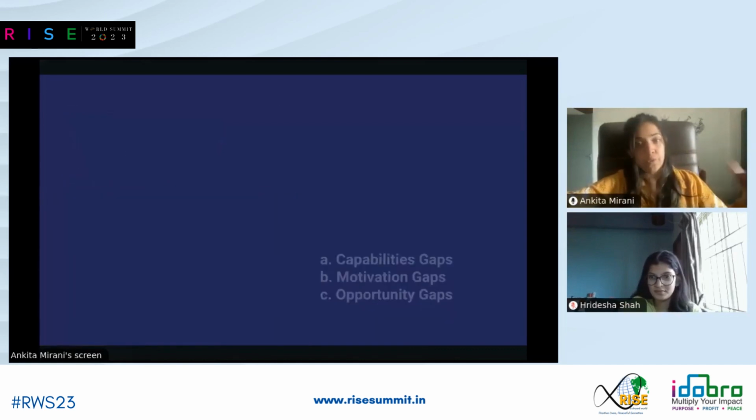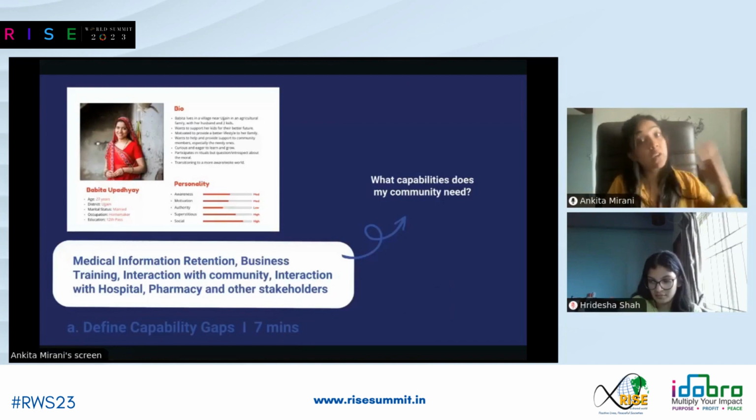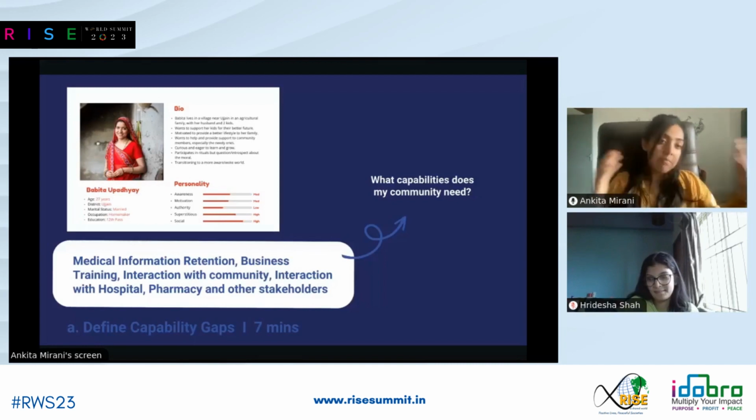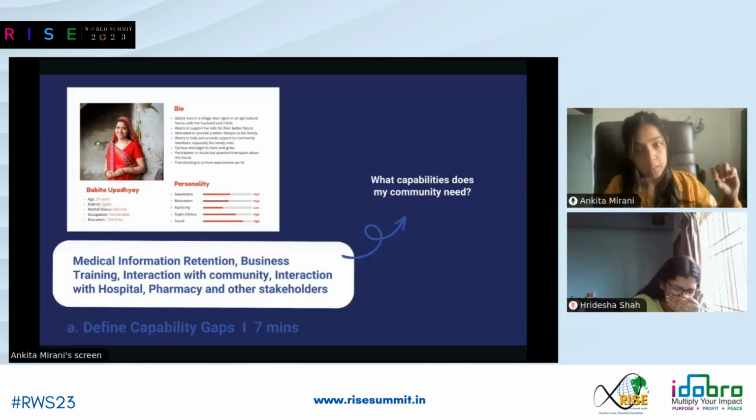So let's dive deeper into the first one, which is capability gaps. Now I go back to my goal. I know that I want to enable and empower women to provide healthcare services and be able to earn from it. So what capabilities does my community need? Here, the reference that we've put down: first, medical information retention. From the medical training, we knew that they had access to the information, but first, they were not able to retain it, and second, it was very complex for them to understand. So we knew that was one key aspect where there was a capability gap.